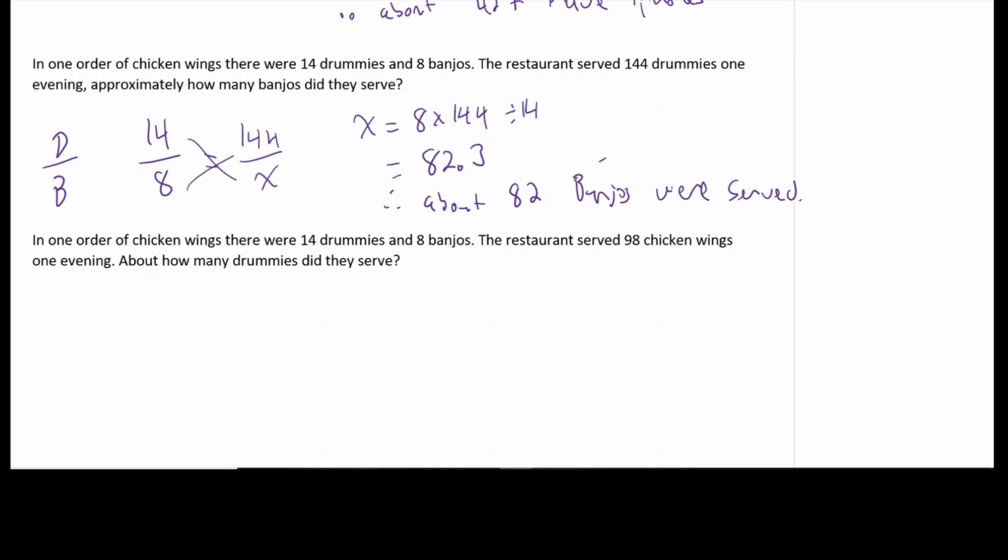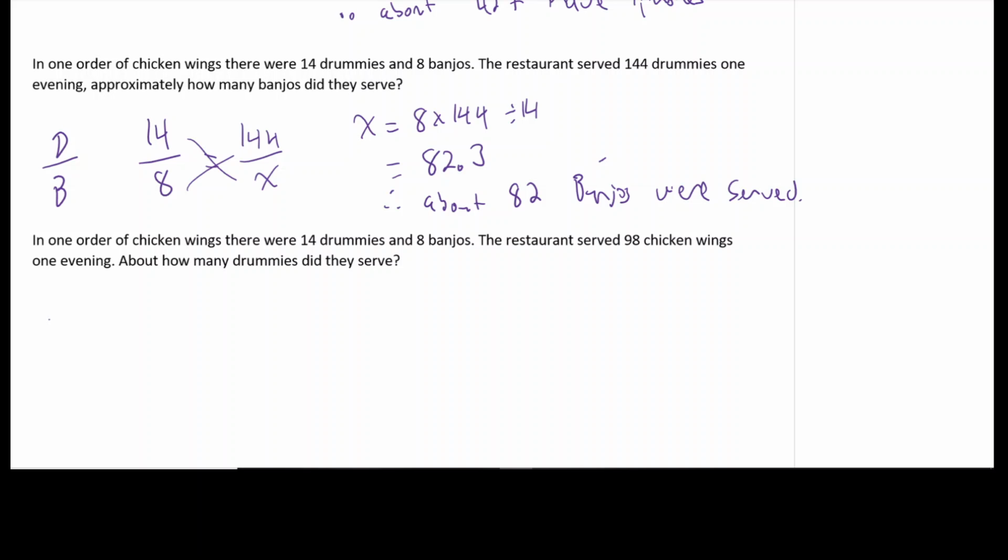Okay, so in one order of chicken wings, there were 14 drummies and 8 banjos. Same starting information, it's the second piece of information that's different. The restaurant served 98 chicken wings one evening. So it's given us a total for our second piece of information. Well, I guess our third piece of information there. So that means we need to use a parts to total ratio to solve this one out.